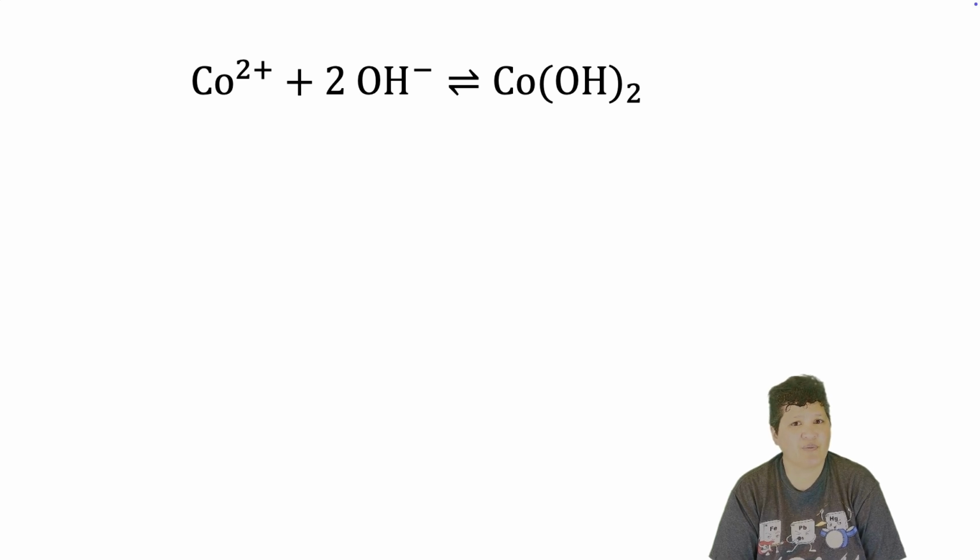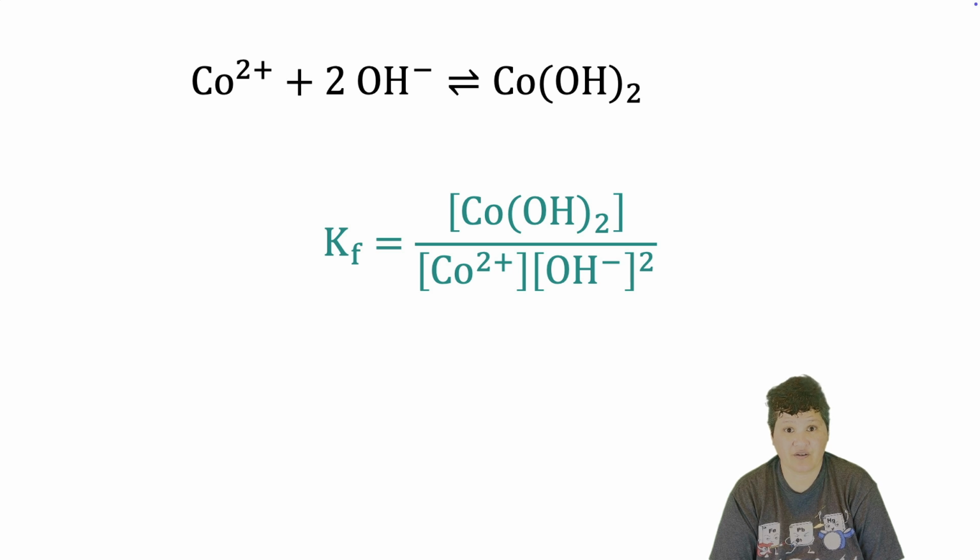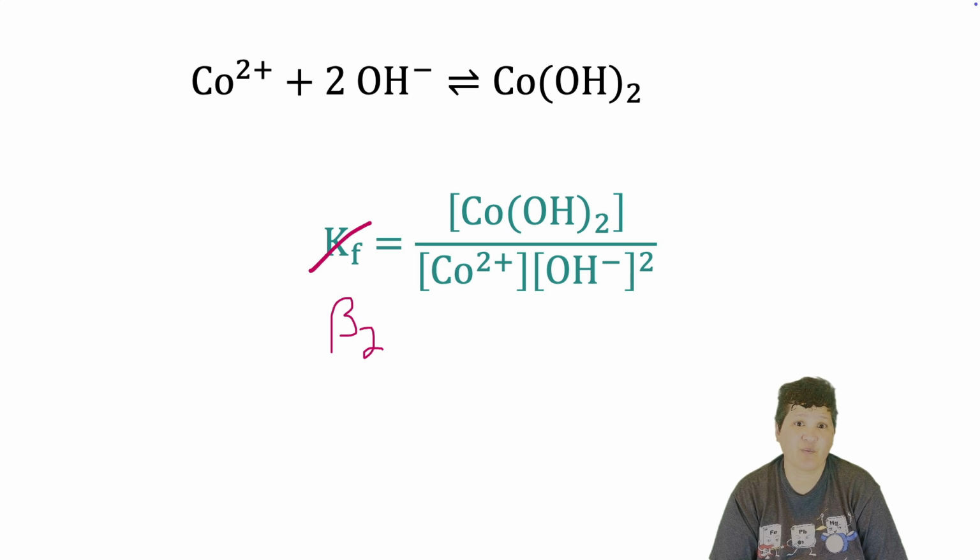Let's think for a moment about what equilibrium would look like if we didn't look at the separate steps of the reaction. This would be the equation for that reaction, so the equilibrium constant would look like this. As you can imagine, we don't want to use the notation K sub F to describe this because it's not a stepwise formation constant. Instead, we're going to use the symbol beta. And we're going to add the subscript 2 because we want to show that this is the equilibrium constant for the cobalt hydroxide complex with two hydroxides.